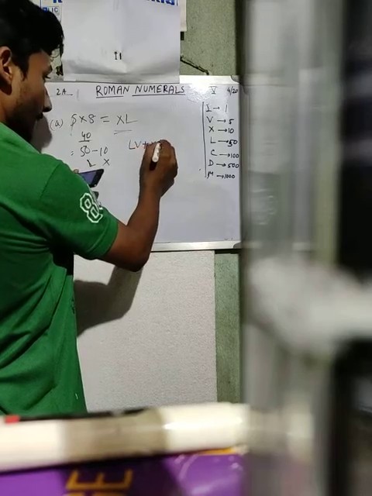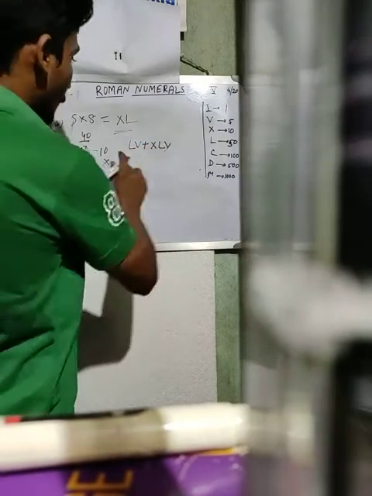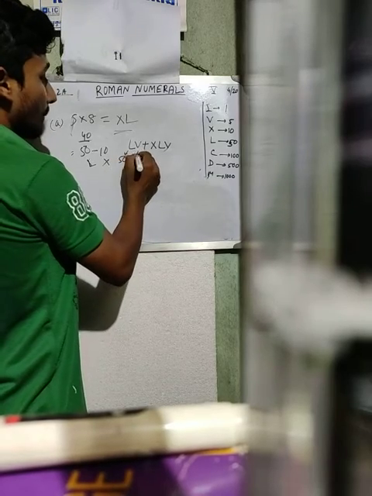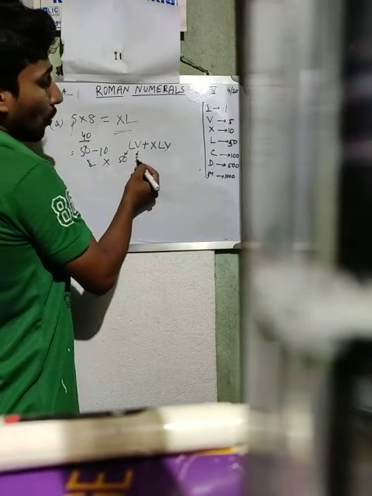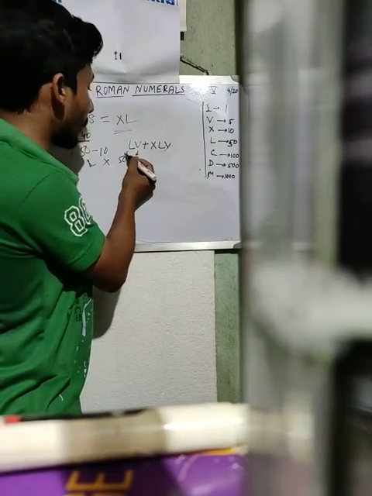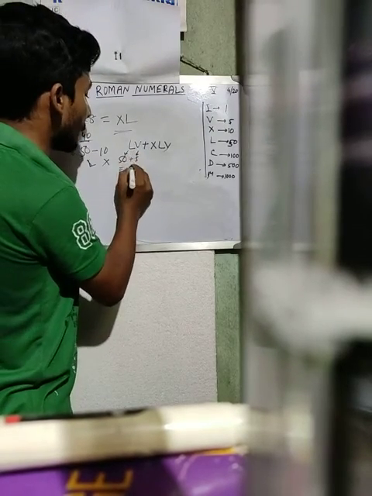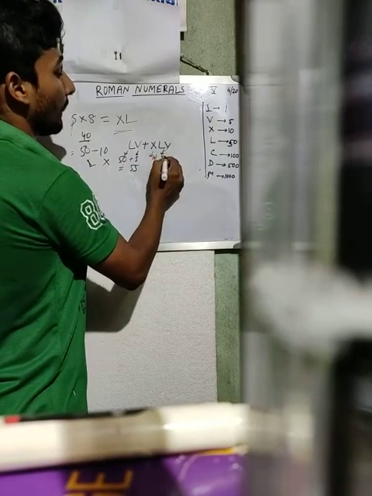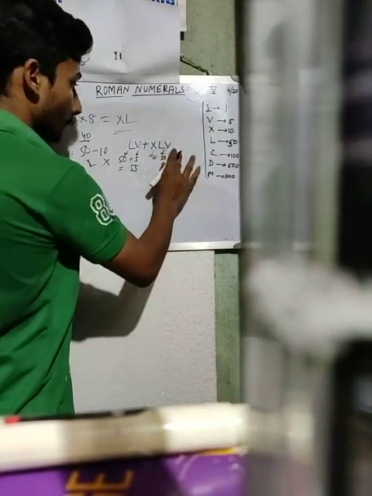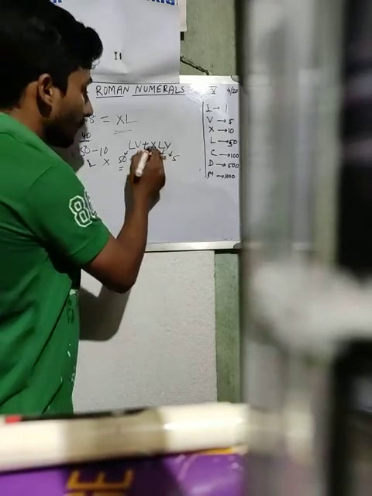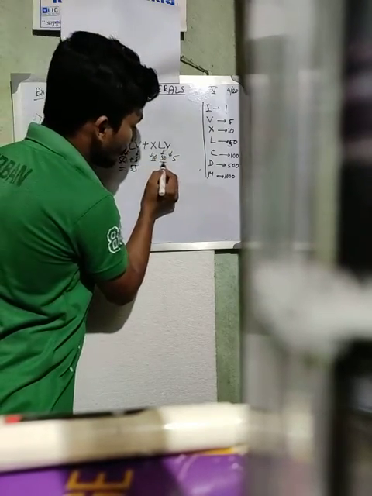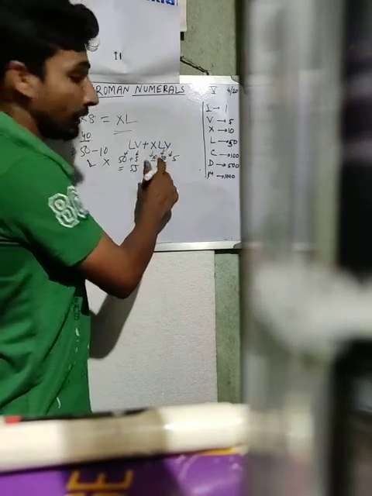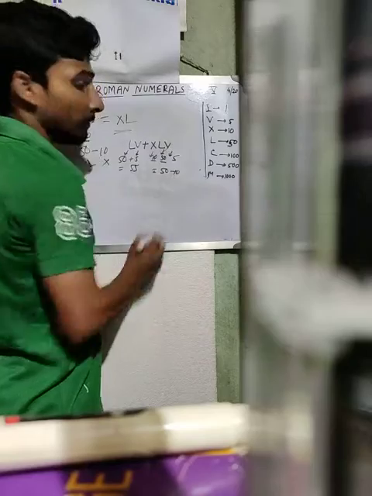LV plus XLV. So L means 50, V means 5. So the smaller one is placed at the right side of the larger one, then it will be added. So LV means 55. X means 10, L means 50, V means 5. Now say the smaller one is placed at the left side of the larger one, then what will happen? It will be subtracted from the larger one. That means 50 minus 10.